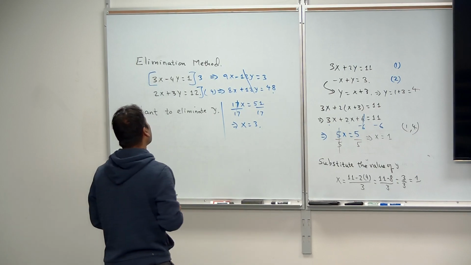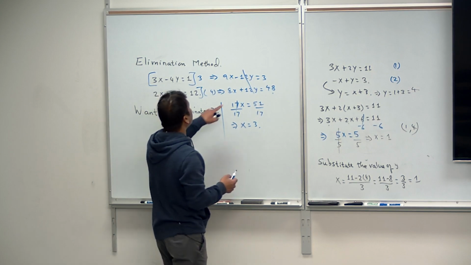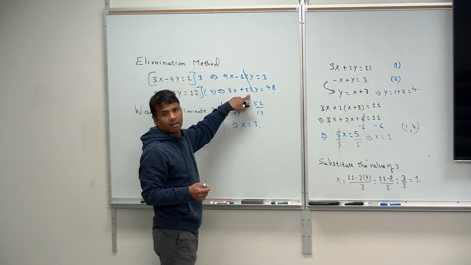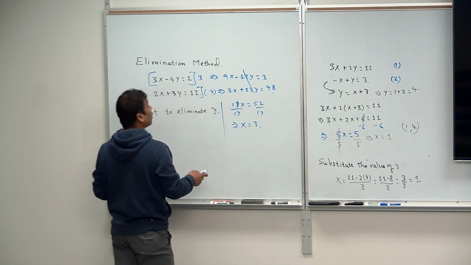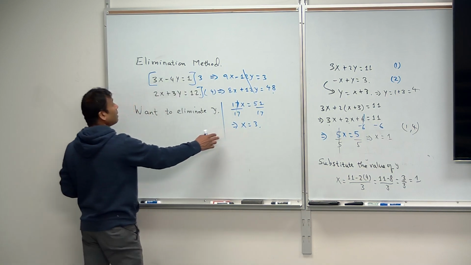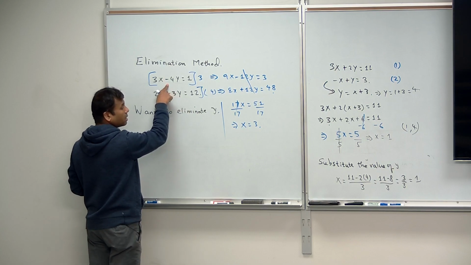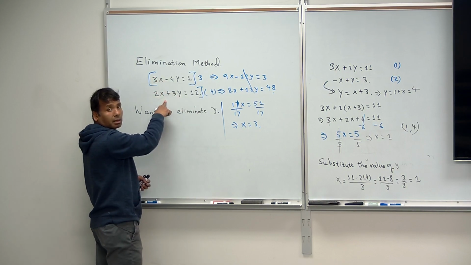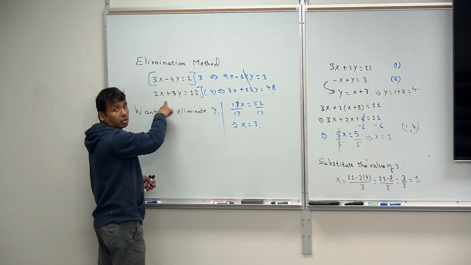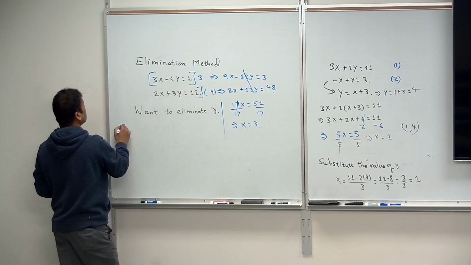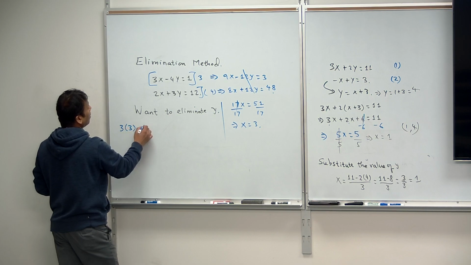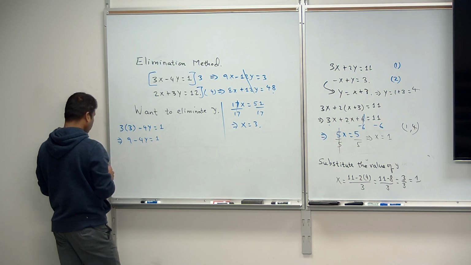So now you see the variable y is eliminated, right? Variable y is eliminated, and you got the value of x. You can plug in this value of x either in this equation or in this equation. It's up to you. So now if you want to plug in x equal to 3 here, so you have 3 times 3 minus 4y equal to 1. So this will be 9 minus 4y equal to 1.